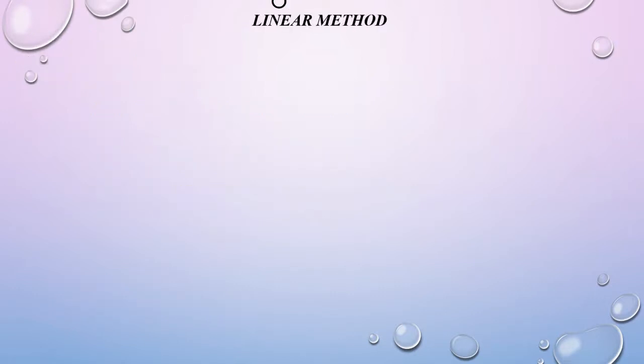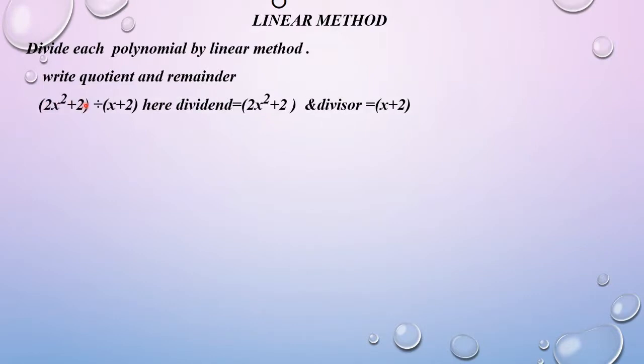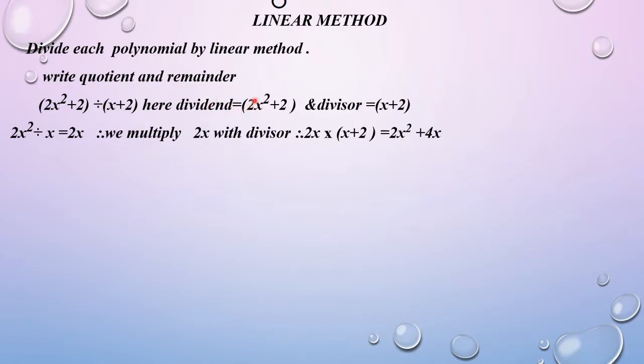Now, we will be solving the same questions with a different method of division, that is linear method of division. The first question, we will be writing 2x square plus 2 divided by x plus 2, and we have to write the quotient and remainder after dividing by linear method. Here the dividend is 2x square plus 2 and divisor is x plus 2.